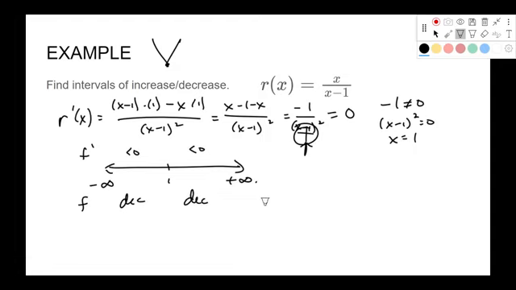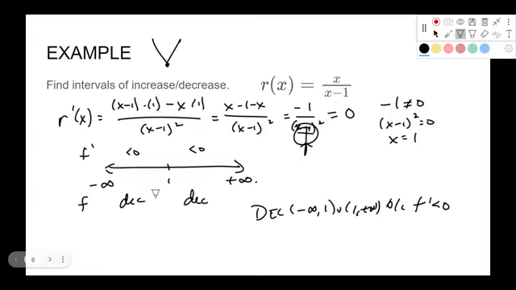So what can we conclude? This graph is never increasing at all. It's only decreasing. Okay, it's decreasing from negative infinity to 1 in union with 1 to infinity because f prime is less than 0. X equals 1, this point, is neither a min nor a max. And if you remember from last year or back in chapter 1, 1 is a discontinuity. It's a non-removable discontinuity. So there's a vertical asymptote at x equals 1.